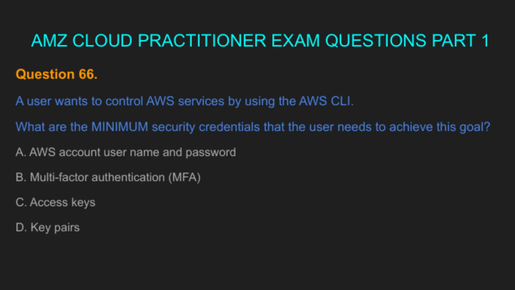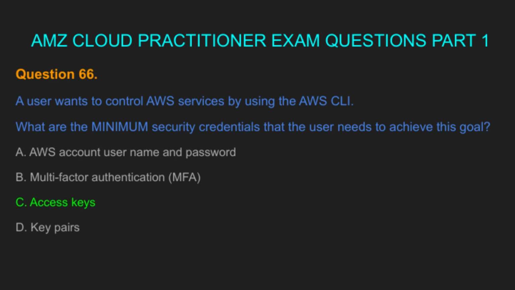Question 66. A user wants to control AWS services by using the AWS CLI. What are the minimum security credentials that the user needs to achieve this goal? A. AWS account username and password. B. Multi-factor authentication, MFA. C. Access keys. D. Key pairs.